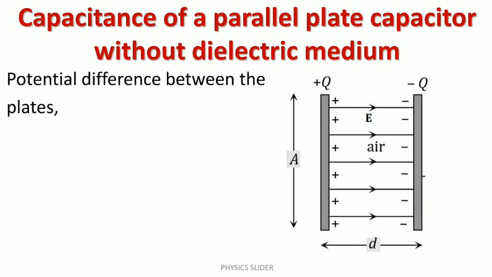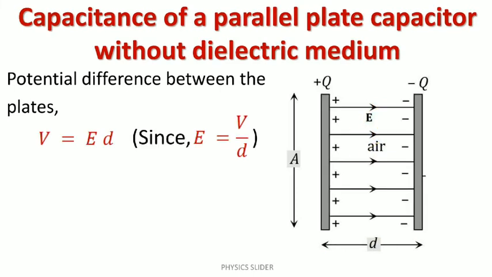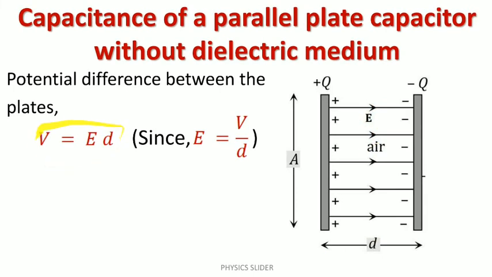Watch here. What will be the potential difference between these plates in terms of the electric field? V is equal to E into D. Where does this come from? We have already derived the relation between the electric field and the potential, which is this. So with the help of this formula, we can take the value of V is equal to E into D.